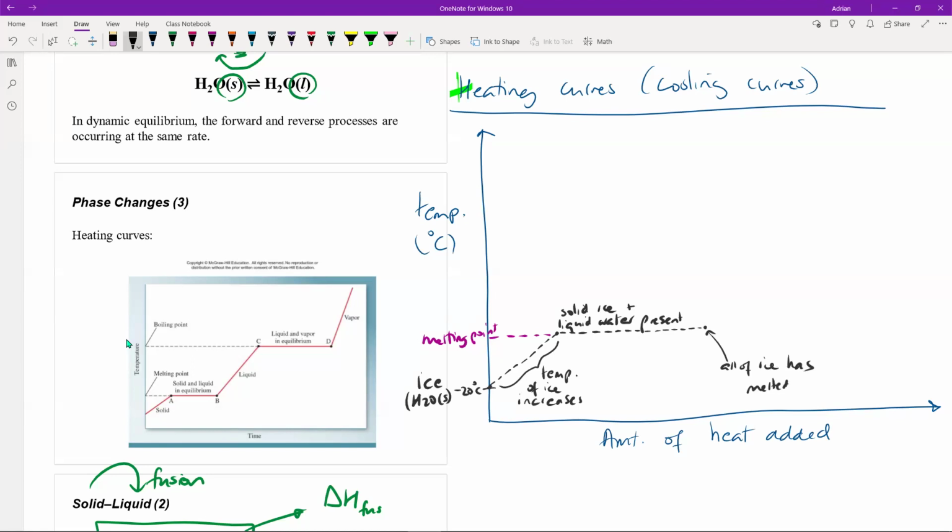And then if I keep adding more heat now, well, then the temperature of the liquid water is going to increase at that point, right? So when all the ice is melted, all we have at that point is just liquid water. I keep heating it, the temperature of the liquid water is going to increase. I keep adding more heat, temperature of the water increases until I get to a point where now the water starts to boil. And at that point, we've reached the boiling point of H2O.